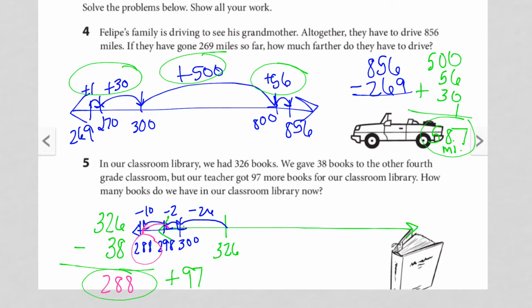So if I do 7, that's going to get me to 295. Now I need to add 90 more. Well, I can go by 10 to make sure I'm not making mistakes. So 305, and now I have 80 more to add. 305 plus 80, 385. And of course we're going to put our label of books.